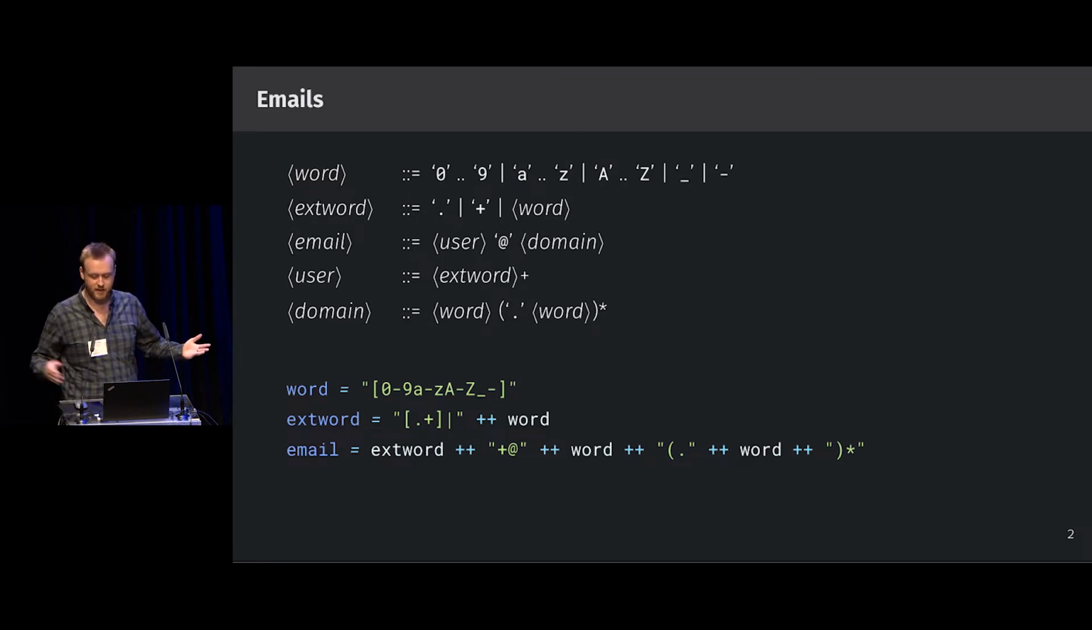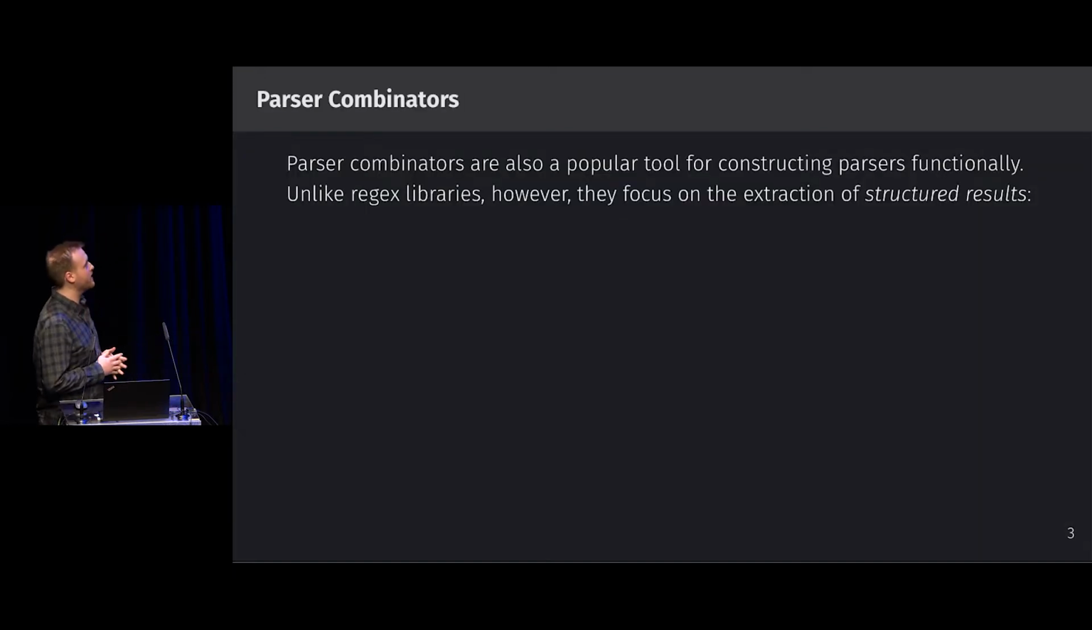So, okay, simple enough. I also want to introduce parser combinators. Now, parser combinators are also a great tool for parsing. They're a bit more general. They can do basically anything. And unlike regular expression matchers, they're concerned with extracting structured results. What that means is, for instance, a programming language AST, or if you have a small expression language, you might just want to calculate the result of the expression. Parser combinators are concerned with doing that sort of result extraction.